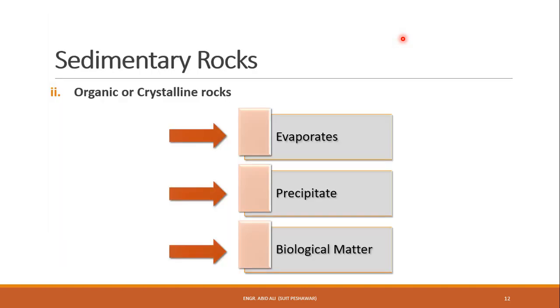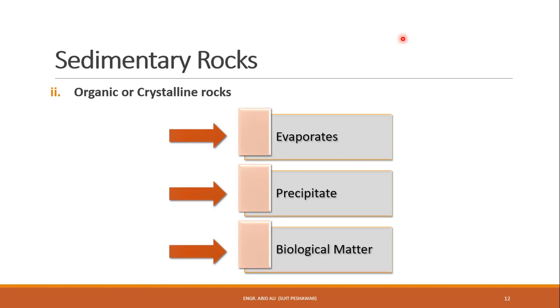Now let's actually look at the other two types. We have organic and crystalline sedimentary rocks. For the crystalline, we have the things called evaporite and precipitate. Then for the organic, we have what we call biological matter rock or bioclastic rock. Let's talk about these as they are a little bit more complex.